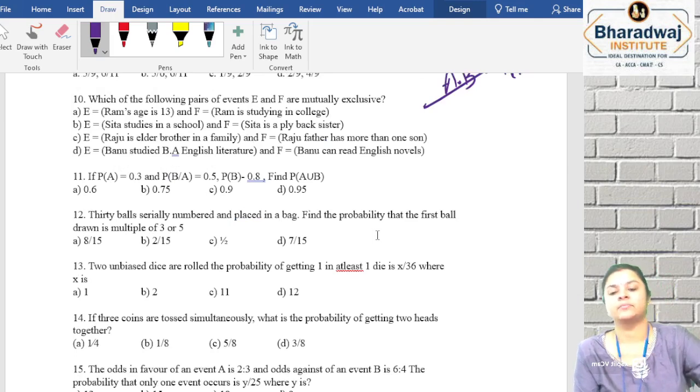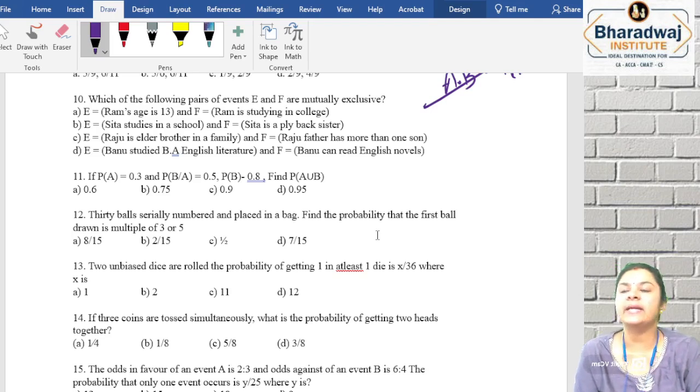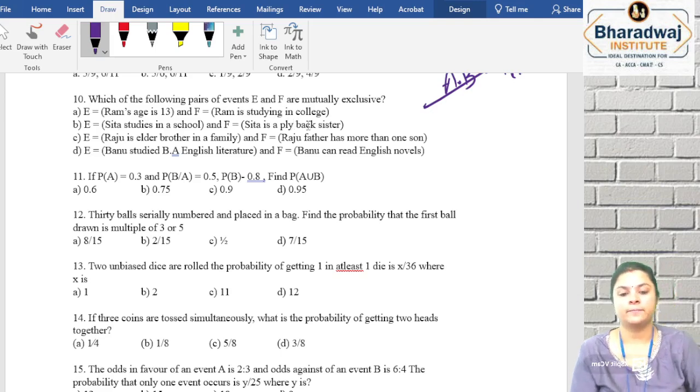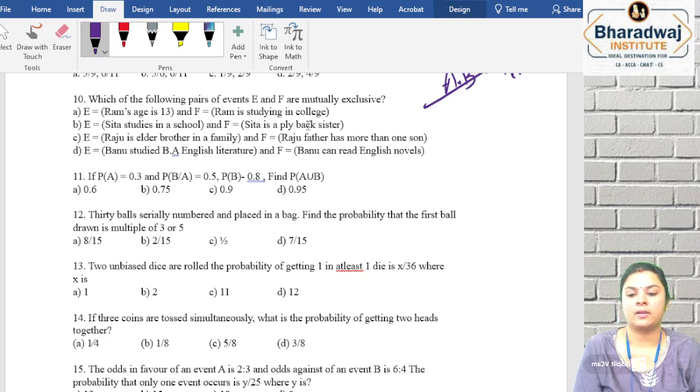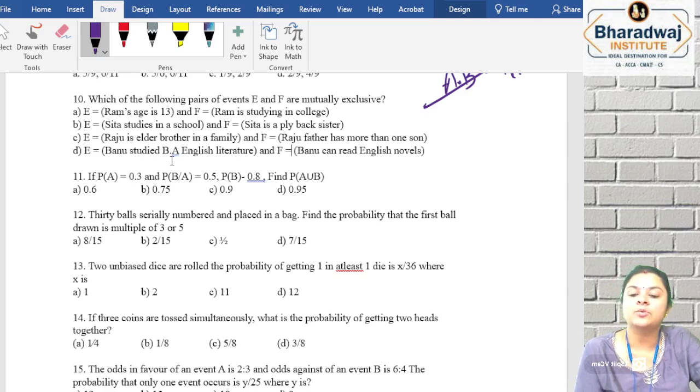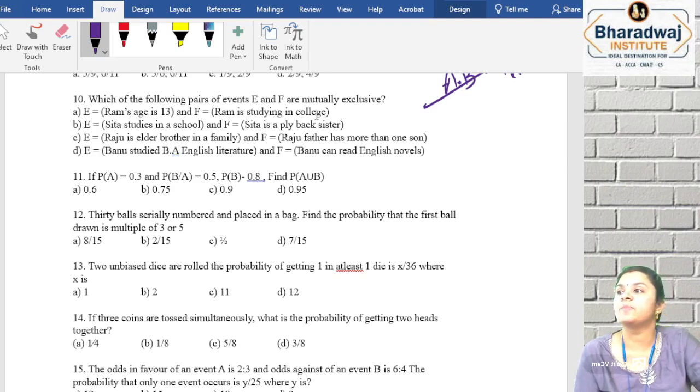Tenth one. Which of the following pairs of events E and F are mutually exclusive? E, Ram's age is 13; F, Ram is studying in college. Sita studies in a school; Sita is a playback singer. Raju is elder brother in a family; Raju's father has more than one son. Banu studied BA in English literature; Banu can read English novels. Which is mutually exclusive, which means they cannot occur together?